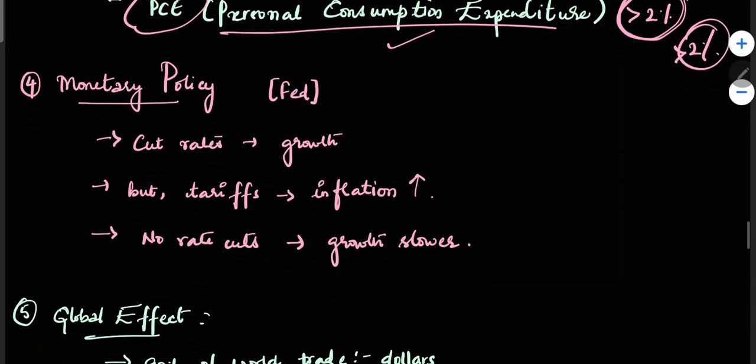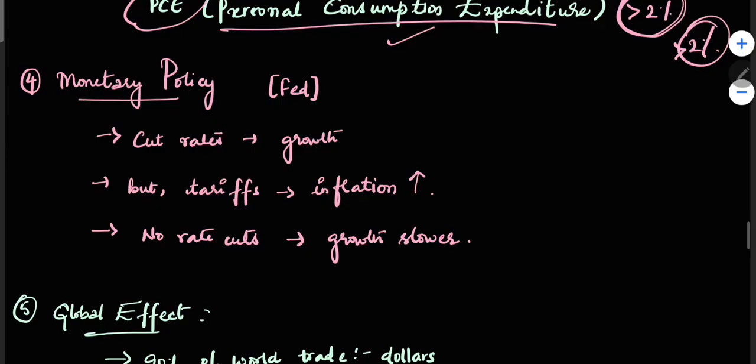And then we move on to monetary policy. As the RBI is responsible for monetary policy in India, the Fed is responsible for monetary policy in the US. As we know, when there is inflation, the RBI increases the rates to cut down the liquidity. To support growth, the RBI cuts the rates so that there will be growth in the economy. In the same way, the Fed is trying to cut the rates for growth in the economy.